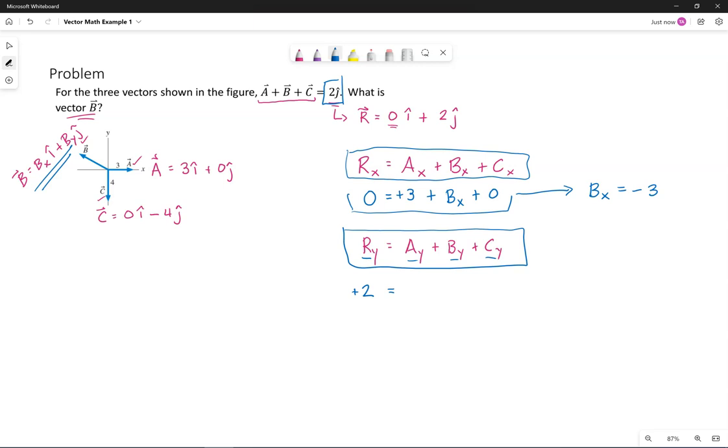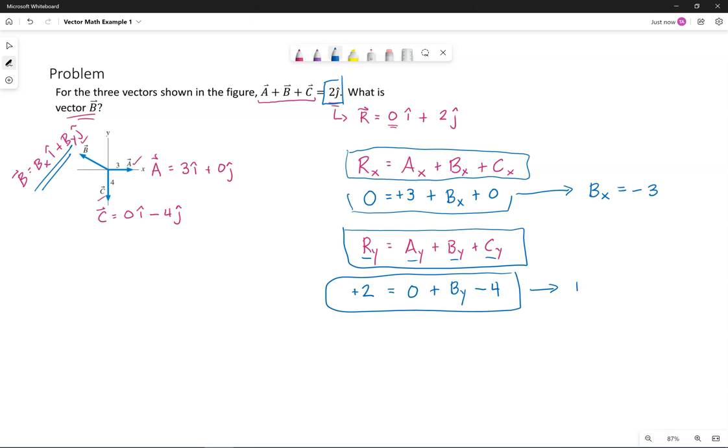Technically, the positive sign is implied. If you want to write that as the positive sign, just so that you know what we mean by the direction, that's fine. Vector A does not have a y component. Vector B does. We're trying to figure that out, so I'm still going to just leave that as a B sub y. And then vector C, its y component points down with a length of 4.